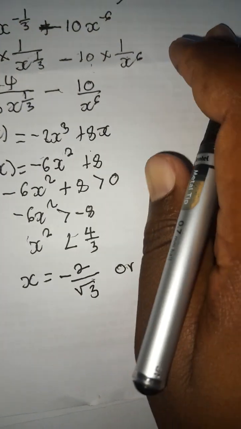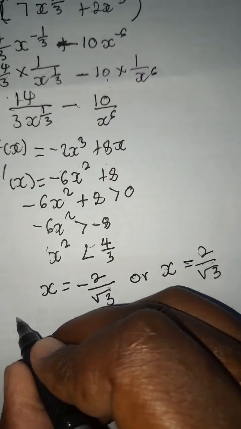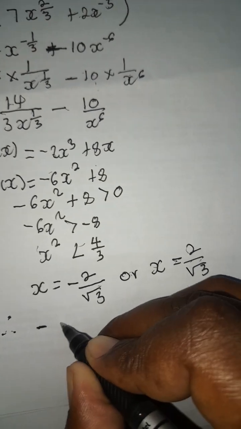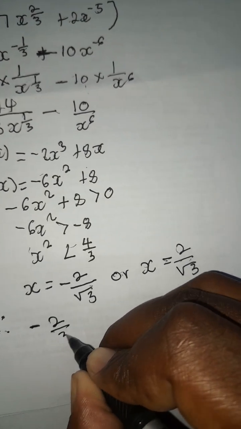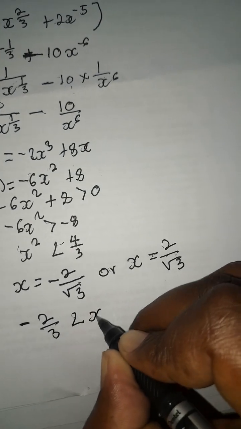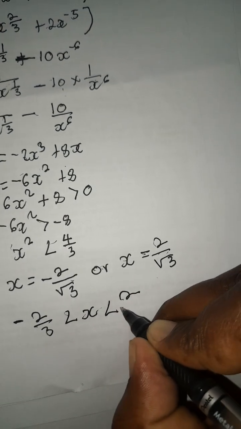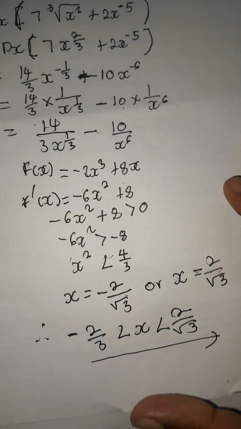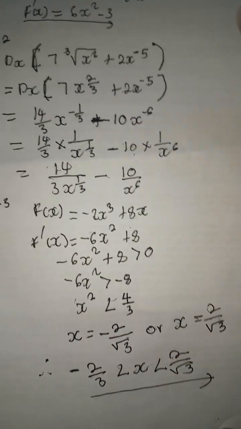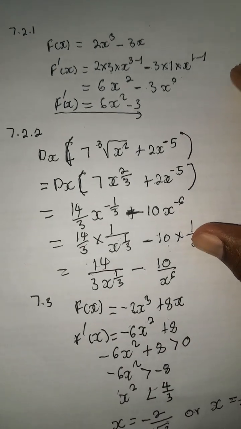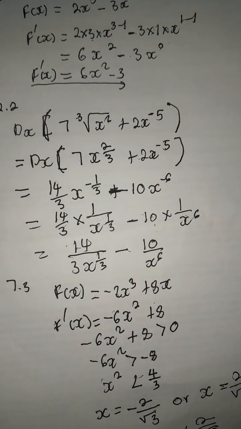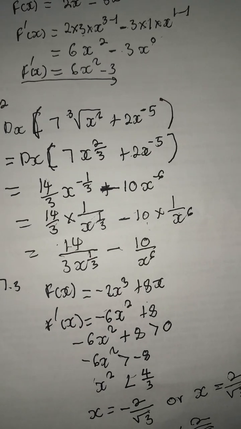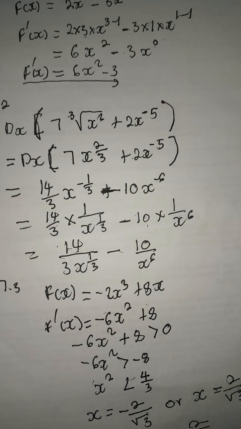Then from here, we're going to leave it in an inequality form. So we have negative 2 over root 3, which is less than x but less than 2 over root 3, right? So this will be your solution in this case, guys. Hope I've made sense from our 7.1 to 7.3. That's how you can work with your differentiation. That was a beautiful 13 marks.